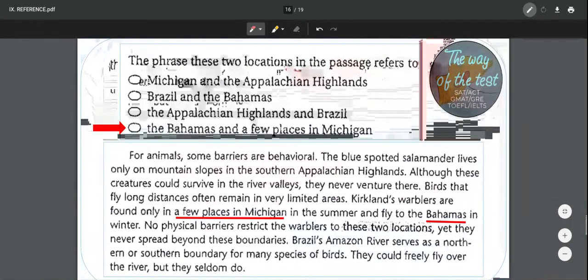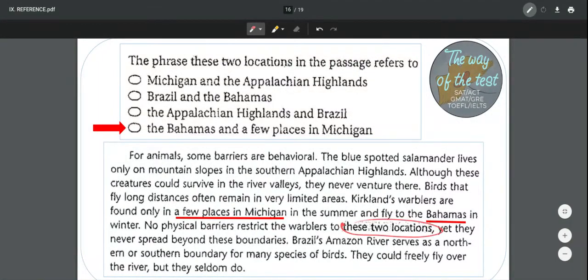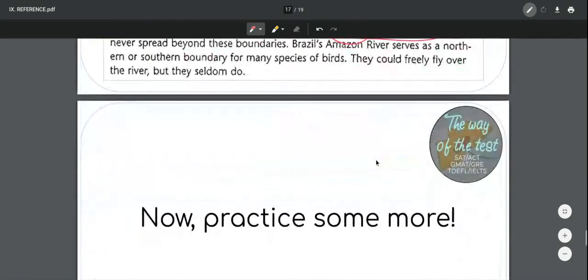And finally, Bahamas and a few places in Michigan. Both are places that I am referring to before the use of the word this. Okay, they are both in the previous sentence and they're both together. So this will be my answer.